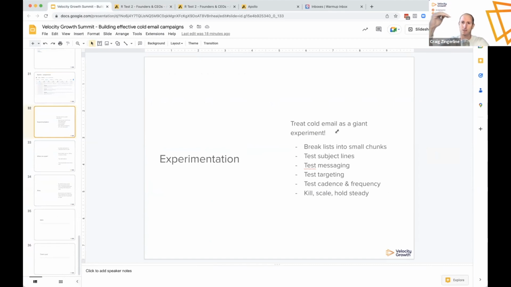I take that list of 1,700, I break it into 17 lists, or 4 lists if I don't know yet if that persona works. And then maybe I'll go larger company size. So I just change the list name and I run messaging tests against that, test those subject lines, test the message, test the targeting, test the cadence, test the frequency, and then you'll start to get a sense of, okay, well, what is actually resonating with this audience and what's viable, what's not viable.